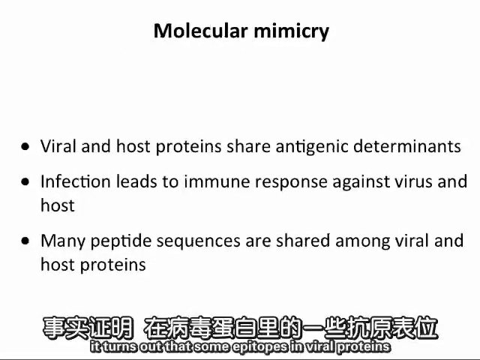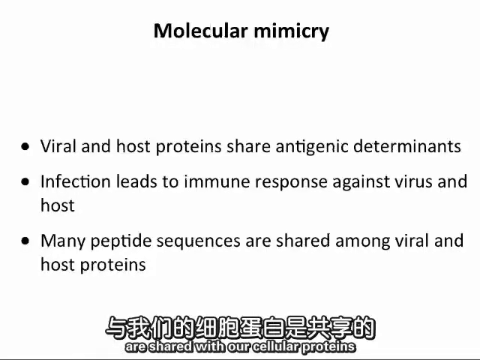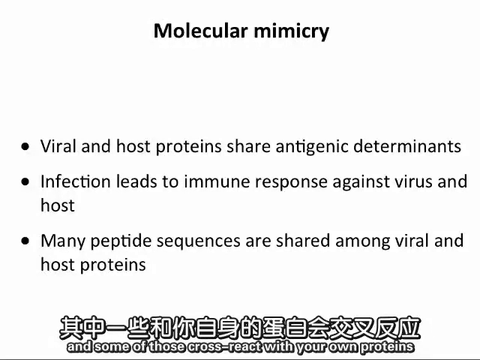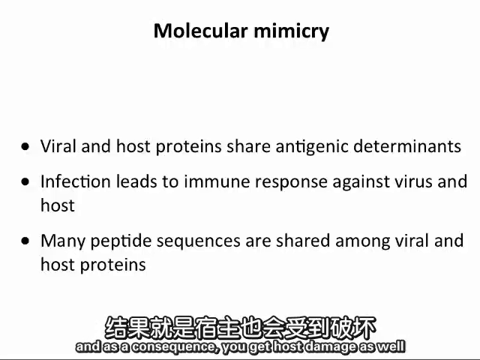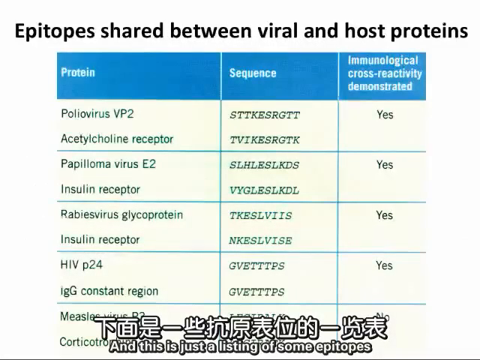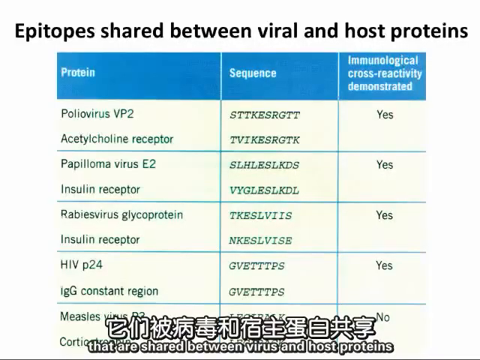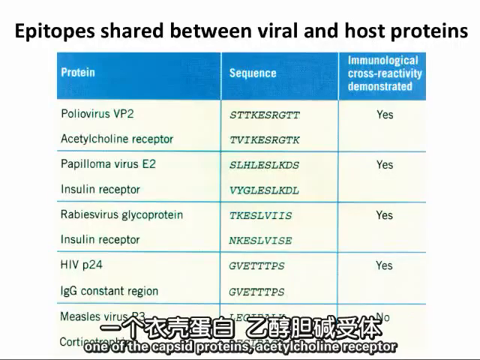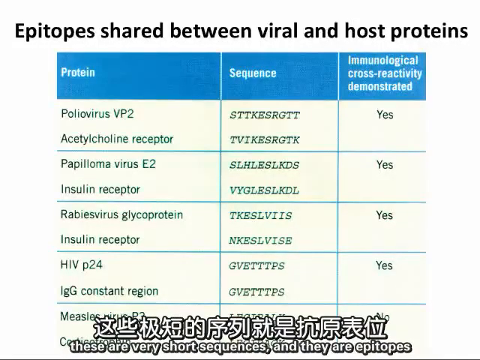Another is mimicry. It turns out that some epitopes in viral proteins are shared with our cellular proteins. So you get an infection, you get an immune response against the viral epitopes, and some of those cross-react with your proteins, and as a consequence you get host damage as well. This is just a listing of some epitopes that are shared between virus and host proteins. You can see here there's a similar sequence between polio, one of the capsid proteins, and the acetylcholine receptor. These are very short sequences, they're epitopes.